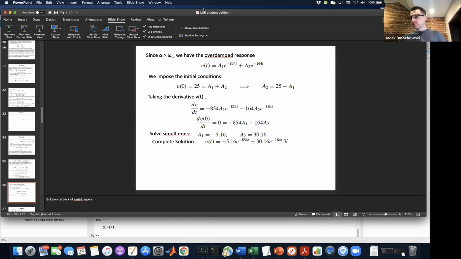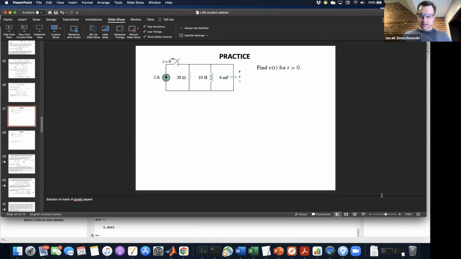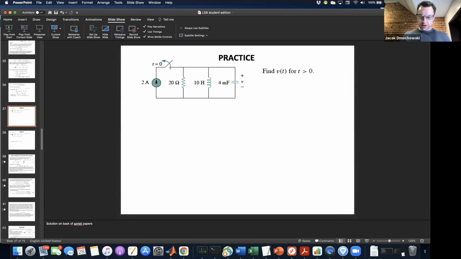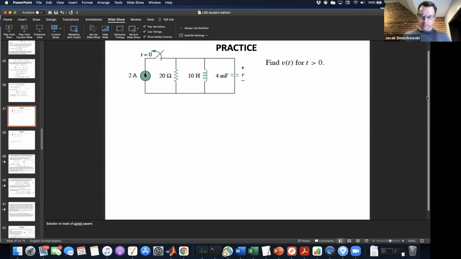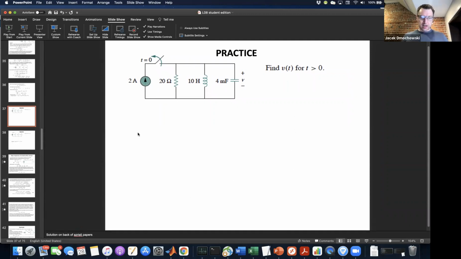All right. For those of you just waking up, we are doing parallel RLC circuits without a source. And the next one I'm going to do on the slide. So let me try to not go into full screen. Okay, let me try this to give myself more room.